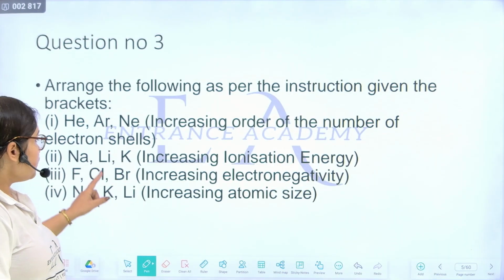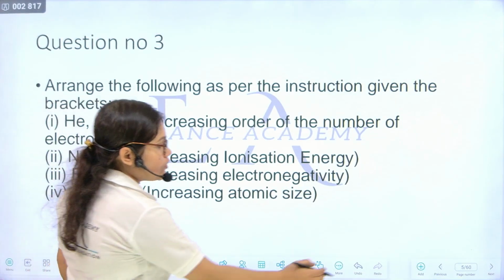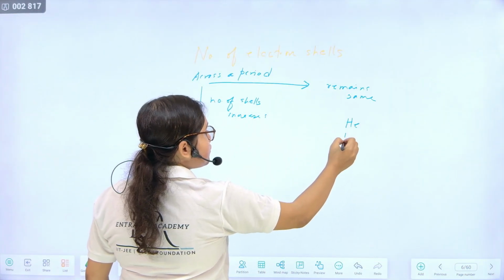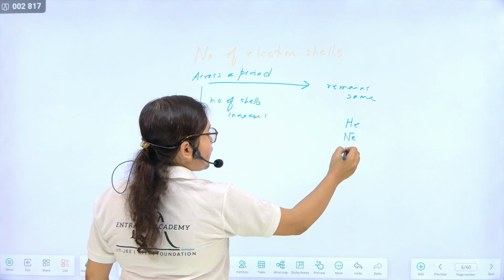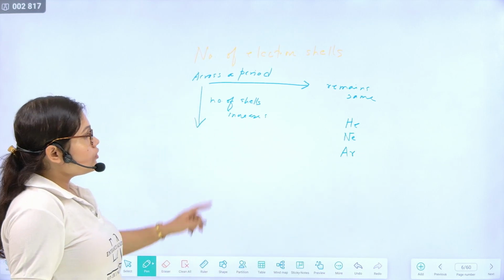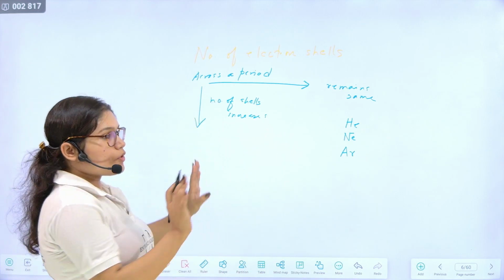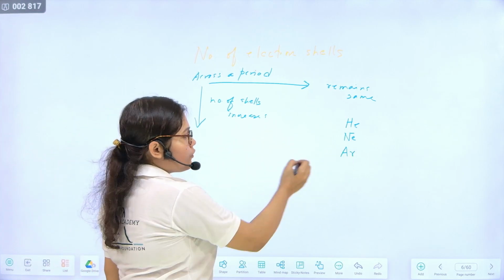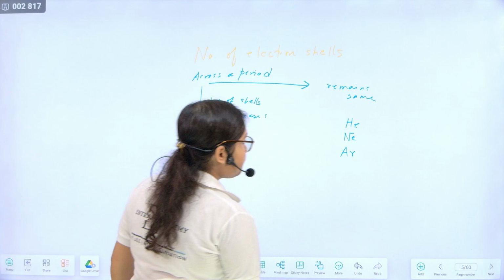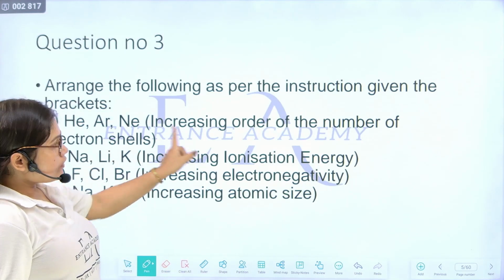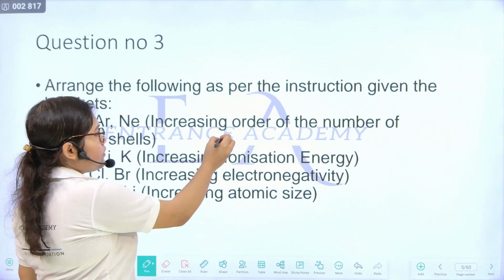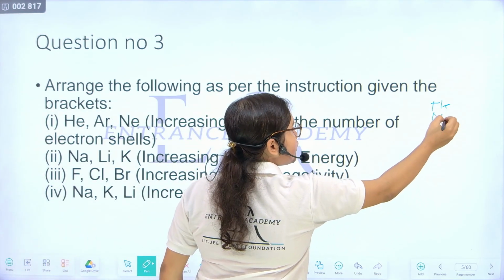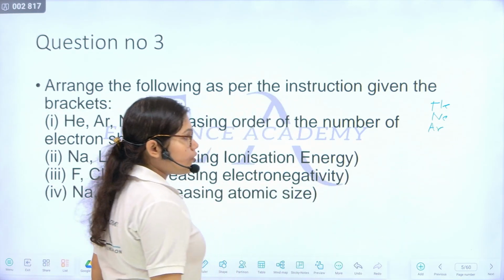So in this question, helium, argon, neon. You have to place those elements: helium, neon, and argon. Down the group, the number of shells increases. So helium, neon, argon. Argon has the maximum number of shells. Now the order is increasing order of number of shells. So the answer is just according to the periodic table. This is the arrangement of elements.